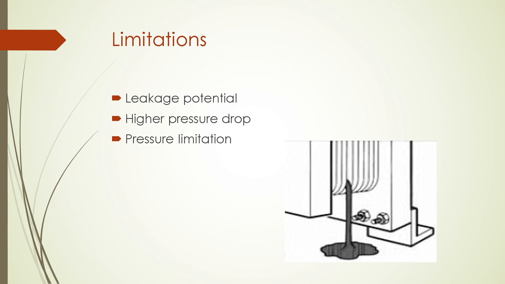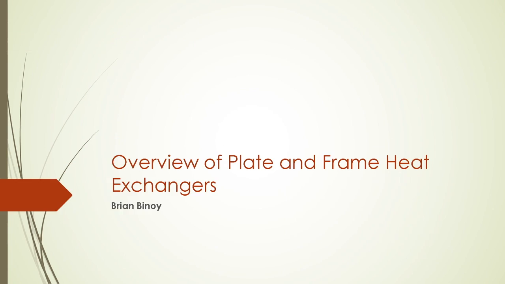The limitations of the plate and frame heat exchanger include the leakage potential. Even though it is supposed to be firmly clamped together, it still has a greater leakage potential than the other heat exchangers. It also has a higher pressure drop, and this causes a higher cost for pumping than the other heat exchangers. And the limitation for pressure, it cannot be greater than 30 bar.